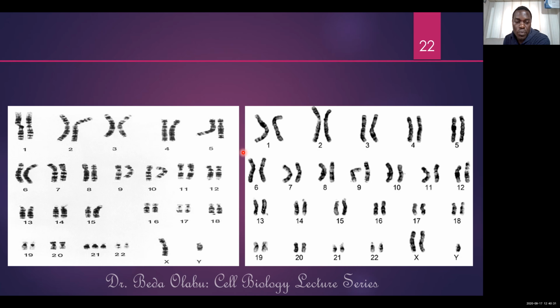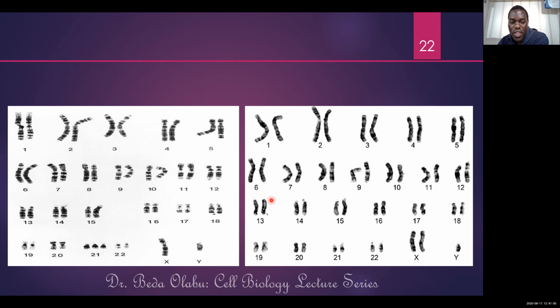So, is the number on the right image normal or abnormal? Abnormal. Okay, what makes it abnormal? Because it has one extra. There is one extra chromosome. Which pair? On the female X, on the 23rd pair. Yeah, there is one extra chromosome on the 23rd pair.